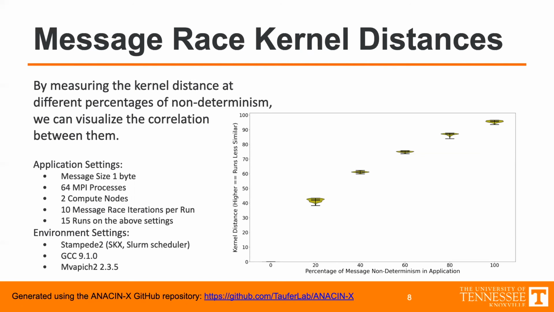Finally, on the right of the slide, we visualize this, where at each setting of the percentage of non-determinism, we calculate the kernel distance between the graphs for each run at that setting. Now see, as the percentage of message non-determinism increases, so does the kernel distance. And this positive correlation shows that Anacin-X can use kernel distance as an accurate proxy for the amount of non-determinism in the application.